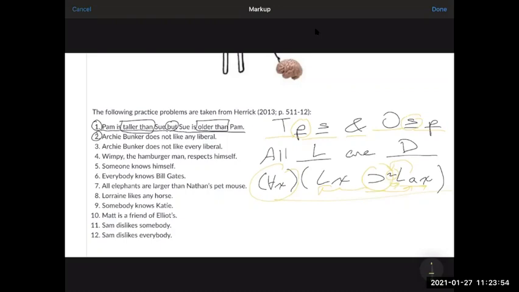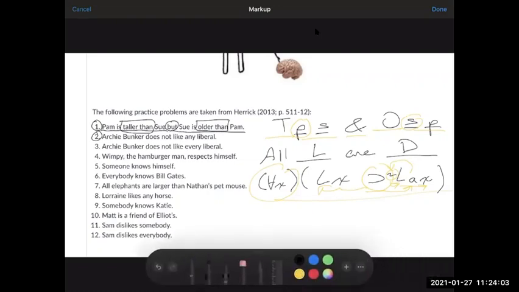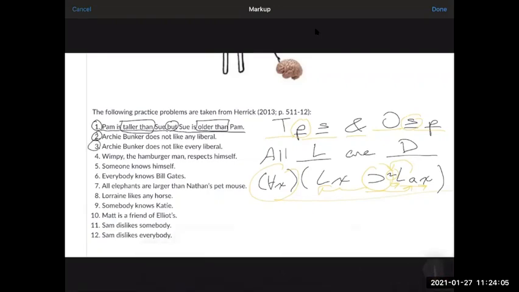All right, so I hope that helps. You should have some fun working on number 3. I'll just get you started. Archie Bunker does not like every liberal, right? So that implies that there are some liberals that he does like.